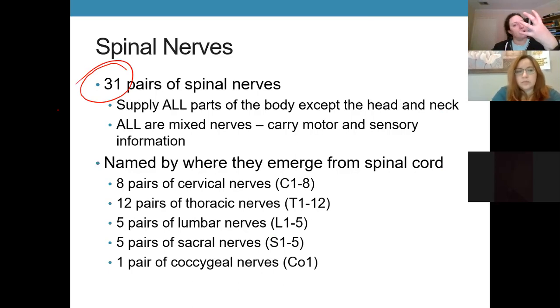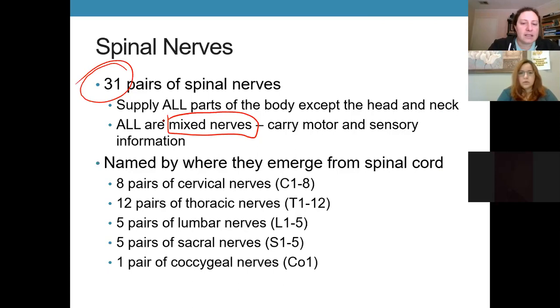And it's really just like the front of your head and parts of your neck. As I said, they're all mixed, so they all carry sensory information back to the central nervous system and motor information back out to effectors. We name them by where they emerge from the spinal cord. So they have very similar names to the vertebrae.